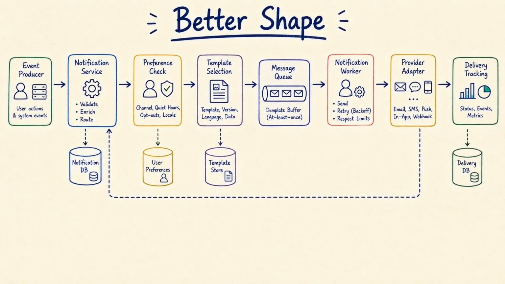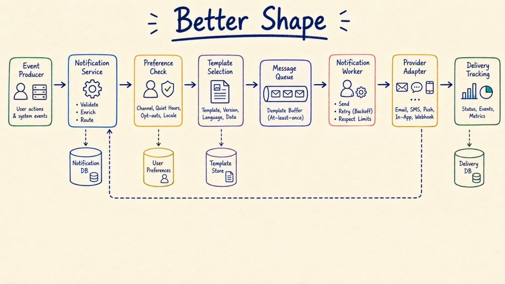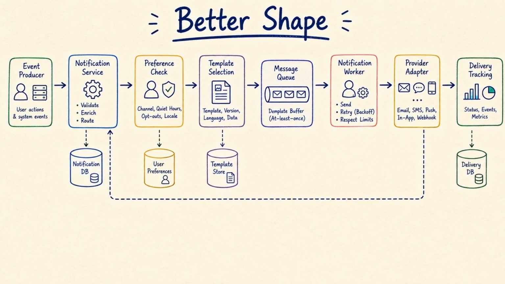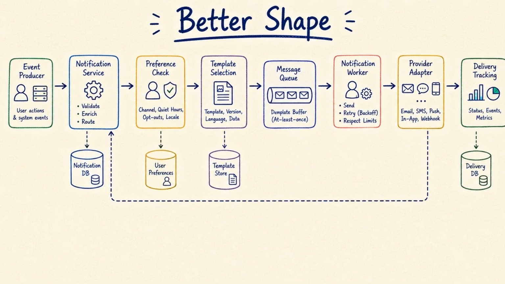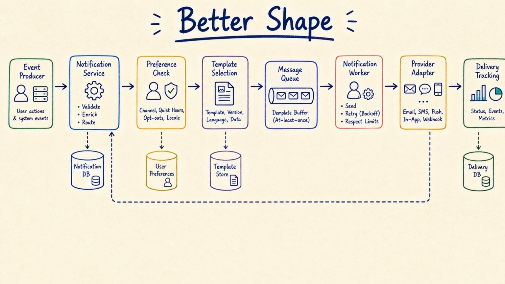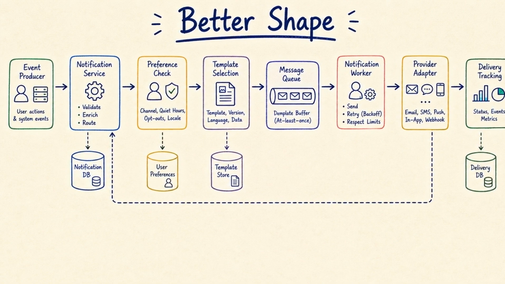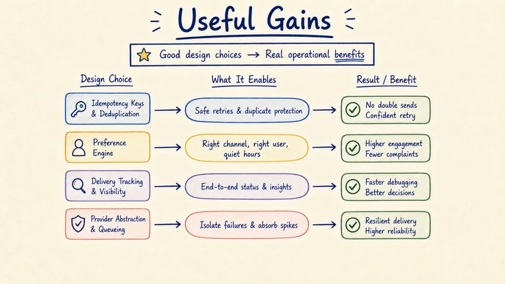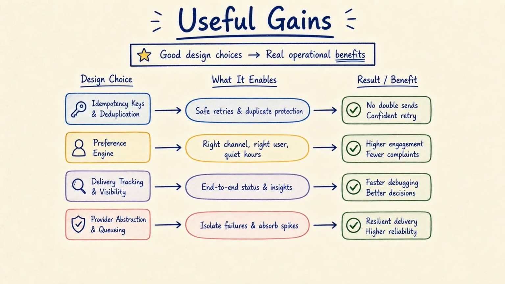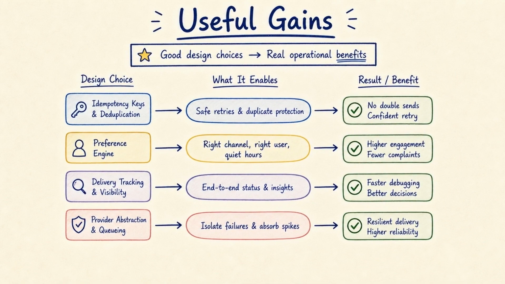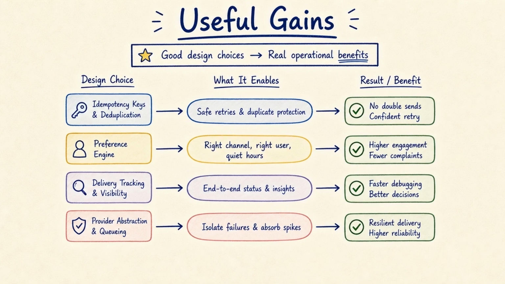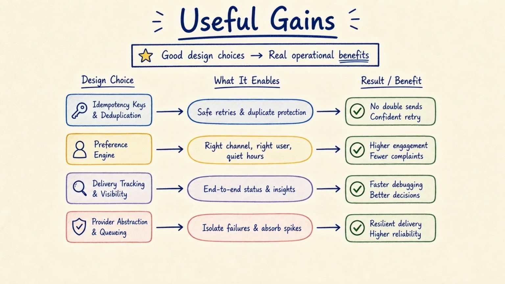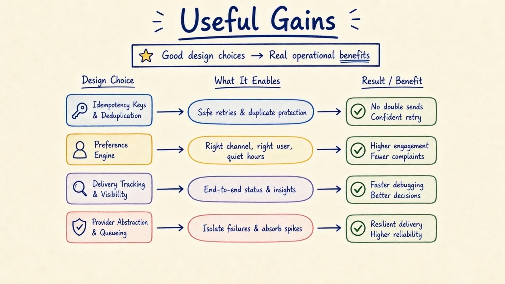So the better design adds only what solves a real problem. For this topic, that better shape is an event-driven notification service with user preference checks, templates, queues, workers, provider adapters, delivery tracking, and retry controls. This is what you gain from the stronger design: you decouple delivery from the request path and gain control over preferences, retries, and provider behavior. Those gains are why the extra complexity is sometimes worth it.